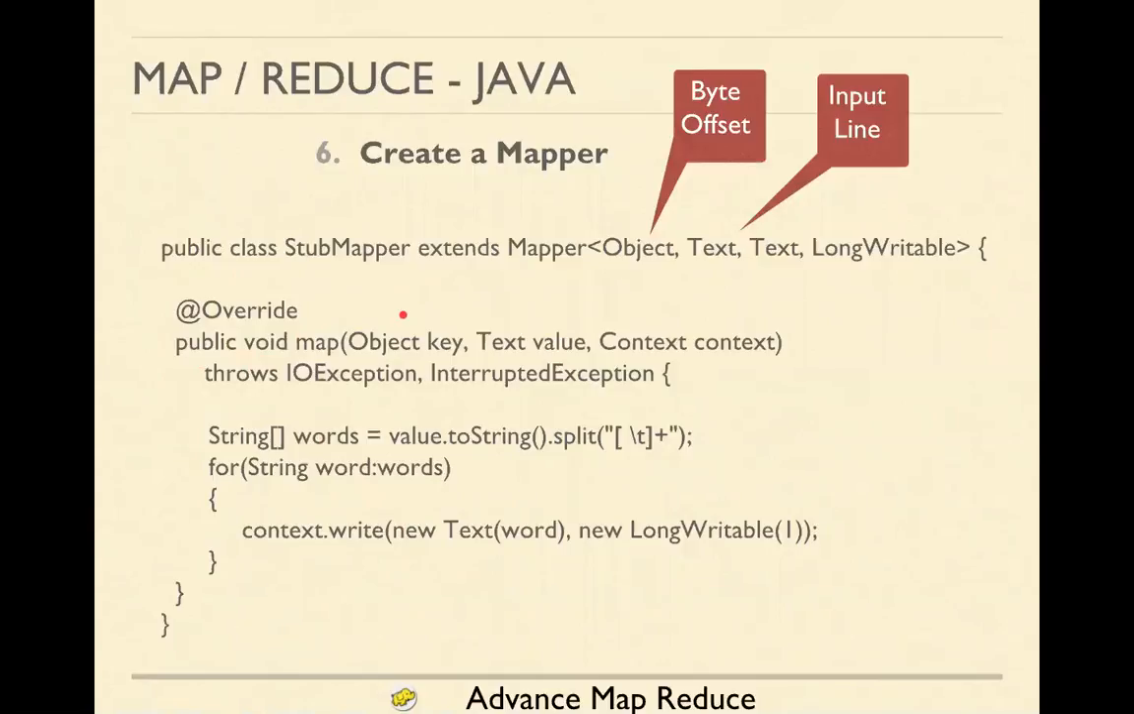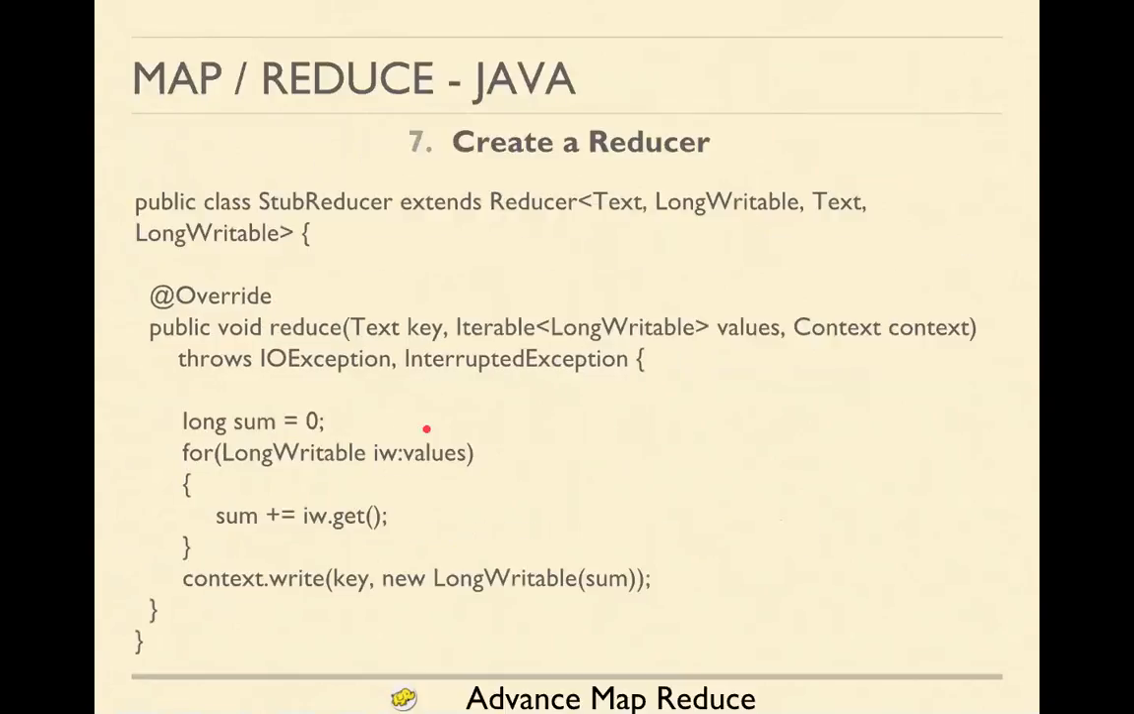Keep in mind that while we run this mapper, we will give the whole file, which means this void map function is going to get executed for every line. If you have a million lines in the input text file, this map function is going to get executed a million times. These are the important parts to understand. Next is the reducer.